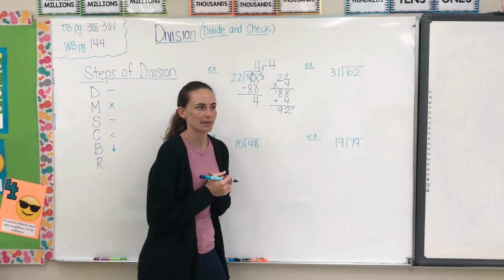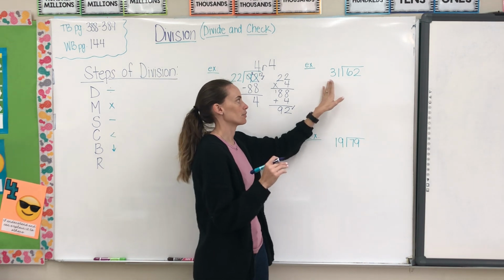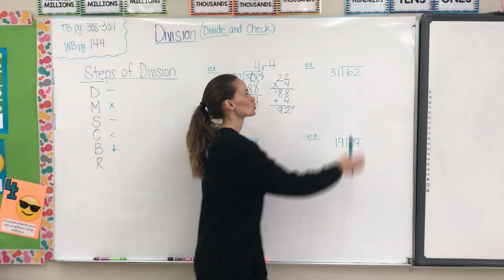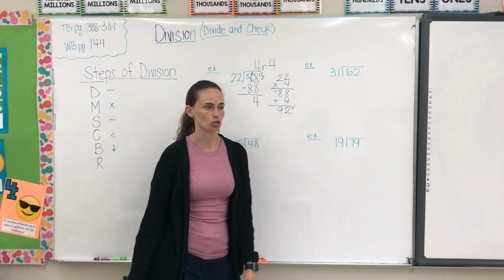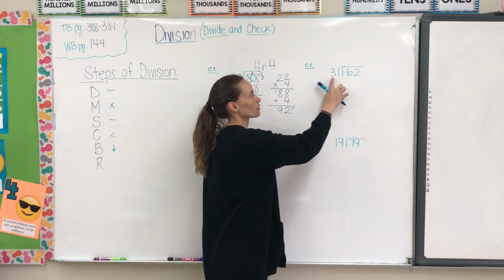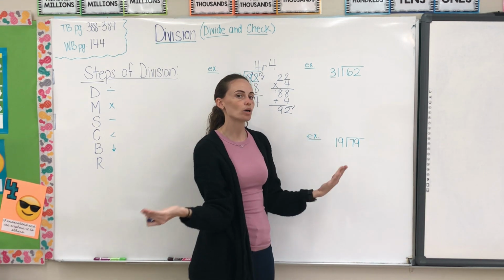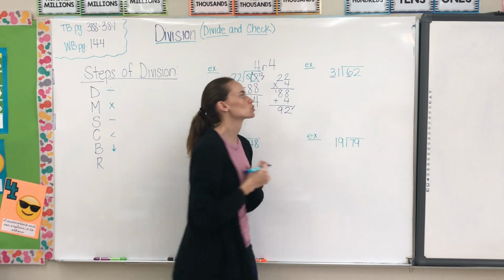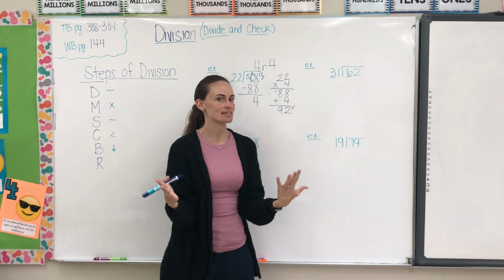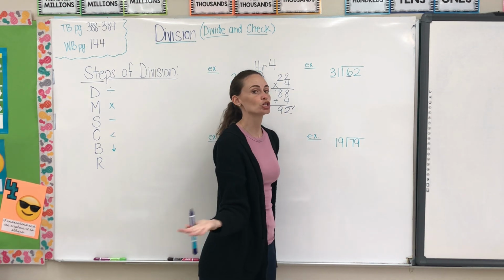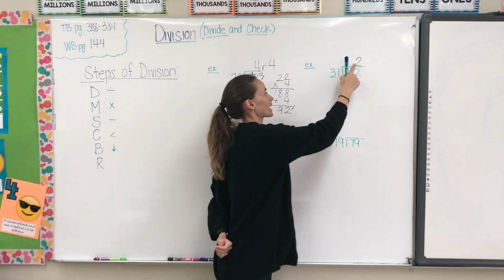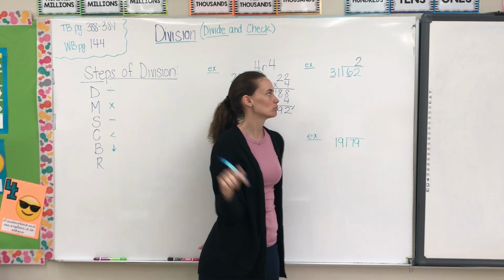62 divided by 31. Can 31 go into 6? No, because it's larger. So we're doing 31 into 62. So again, we think the front number, 3. 3 times what is going to get me close to 6? 3 times something is 6, right? 3 times 2. So we write our answer above the second digit, and then we're going to multiply, step 2.